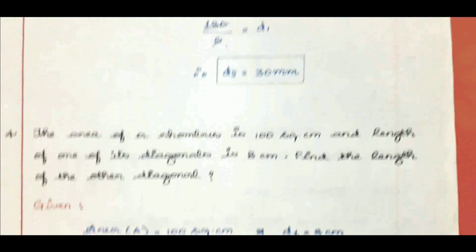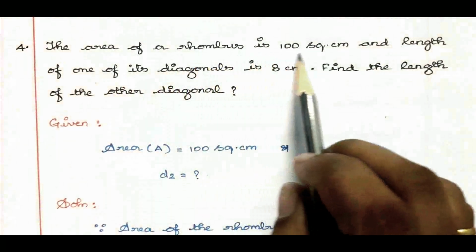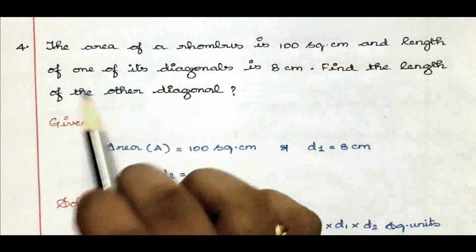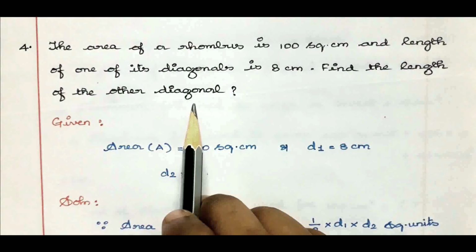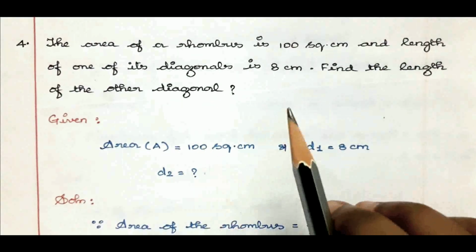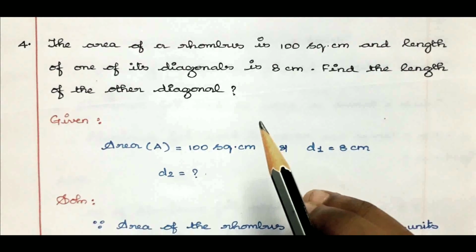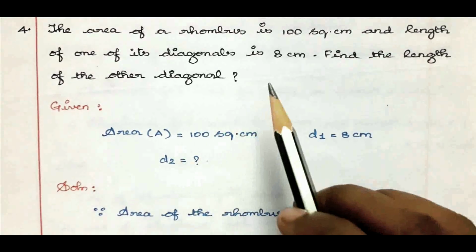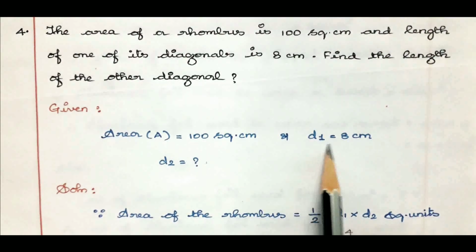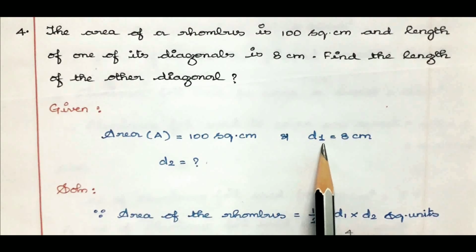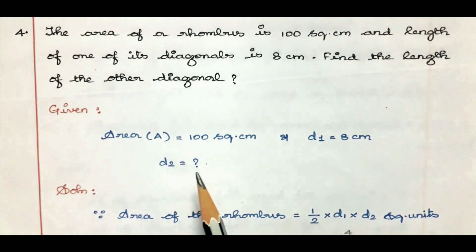Clear? Next we will move on to the fourth question. The area of the rhombus is 100 square centimeter and the length of one of its diagonals is 8 centimeter. Find the length of the other diagonal. Okay, when you see the word problem, don't be confused. It's very easy. It is simply given in statement type. So from the question we are clear that area is 100 centimeter square and one of the diagonals is 8 centimeter. So I have taken it as d1, and the other diagonal which we have to find, I have taken it as d2, which is unknown.